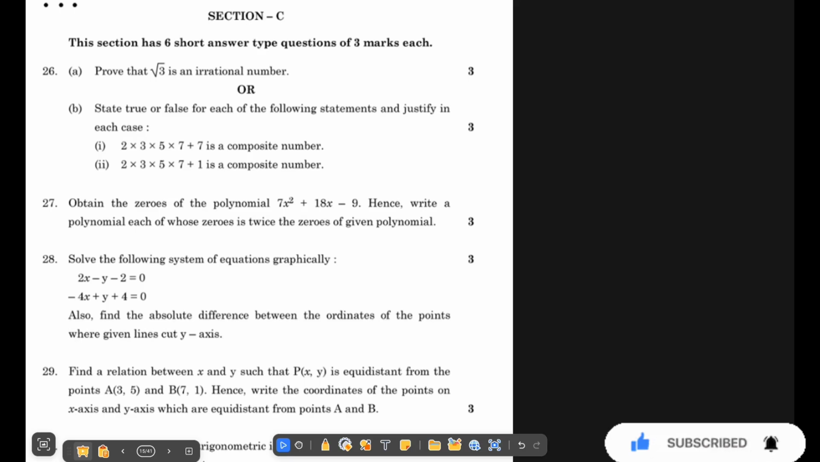Let's discuss the 26th problem. What is the 26th problem? Prove that root 3 is an irrational number. So we have to prove that this root 3 is an irrational number. Let's prove it.